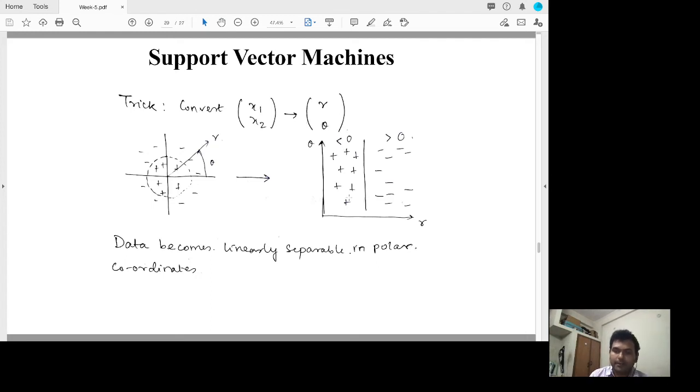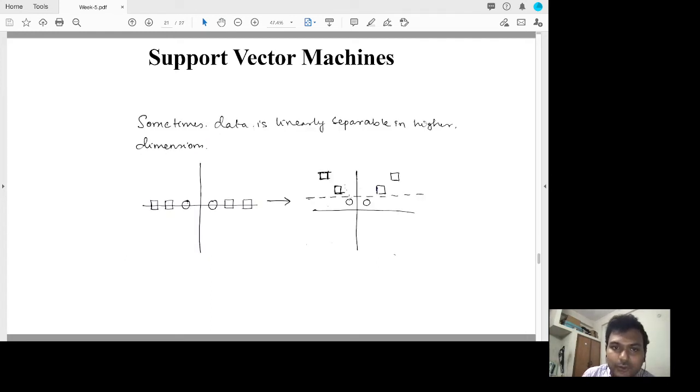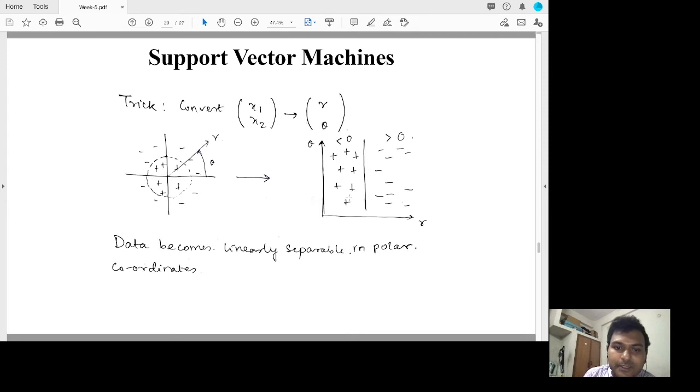Yes. Okay. How are we going to classify this? So this is one simple case where you are just converting x1 x2 to r theta, where the dimension is not changing. Basically you are taking the 2D Cartesian coordinates and converting them to polar coordinates. That's all you are doing.